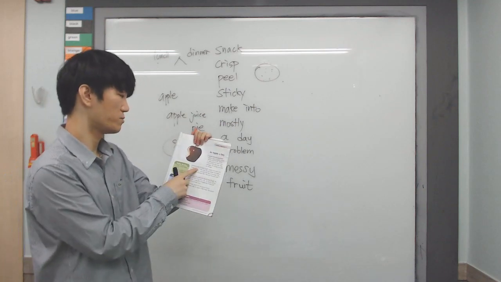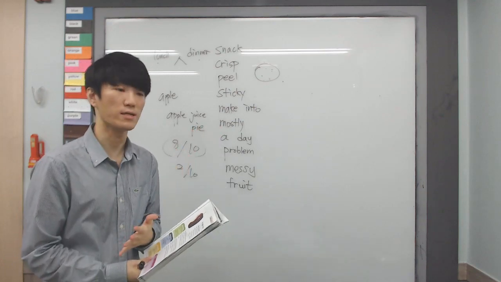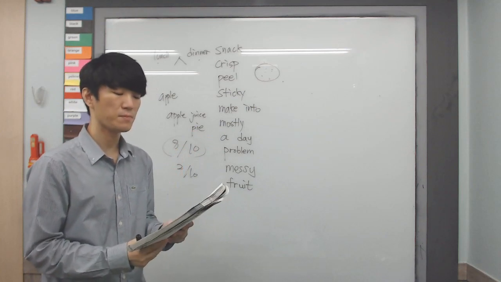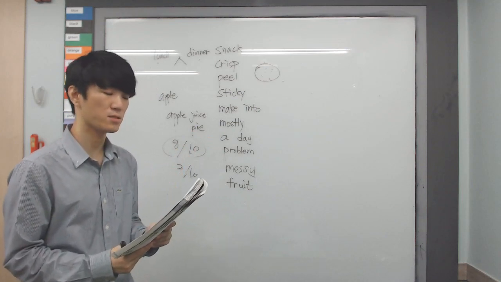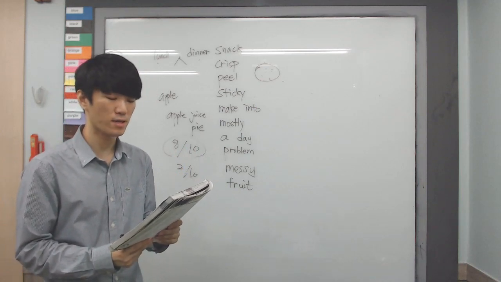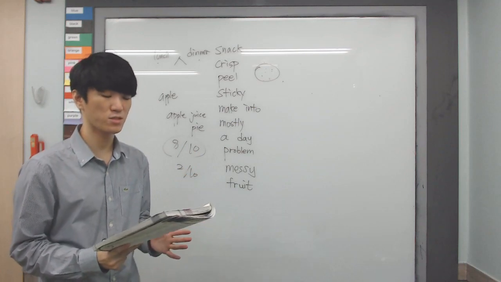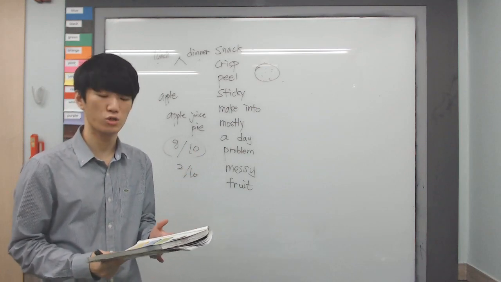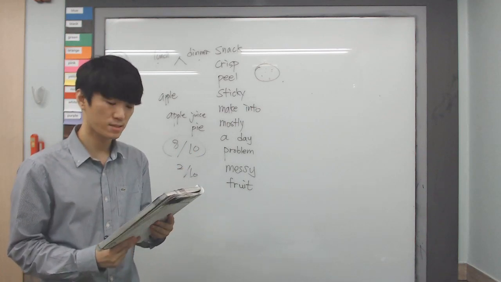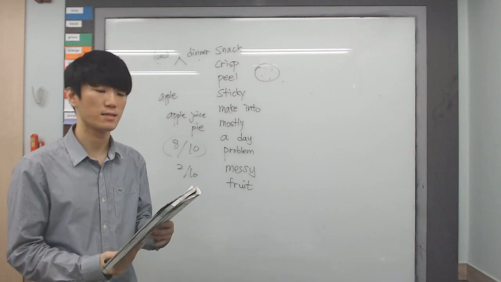And let's move on to next paragraph. I'm going to read. Apples make the best snack. Apples are crisp and sweet. You can bite right into an apple and enjoy it right away. You can't just bite into an orange. You have to peel oranges first. They get so sticky and messy.